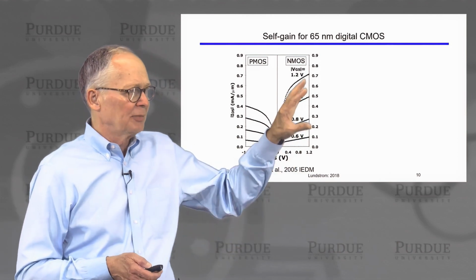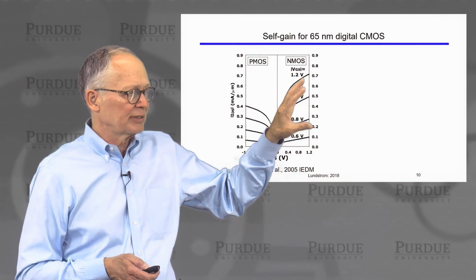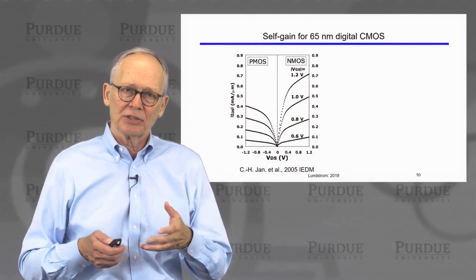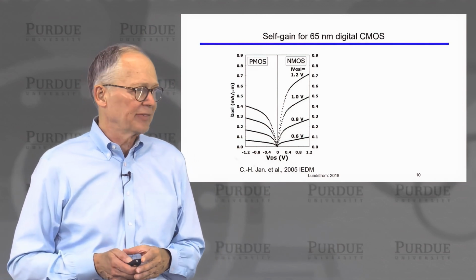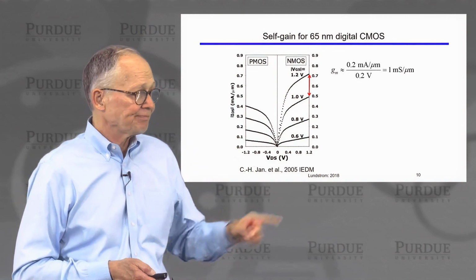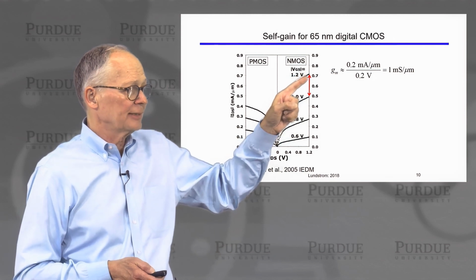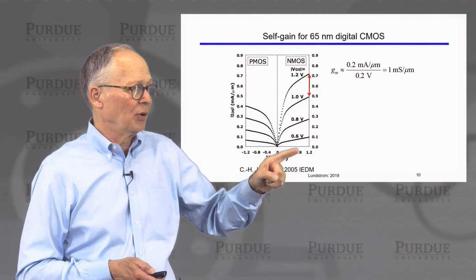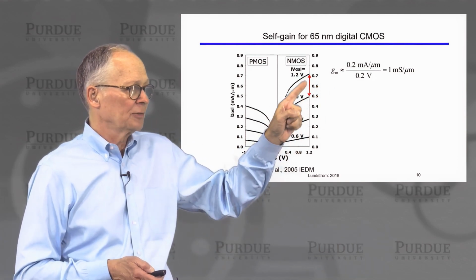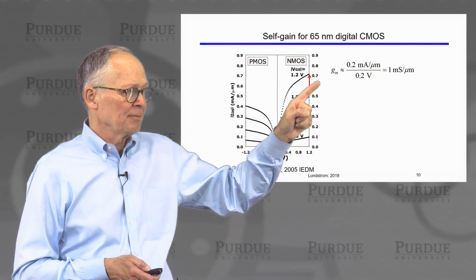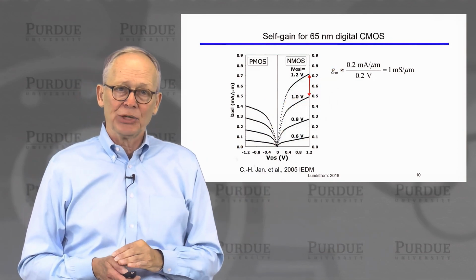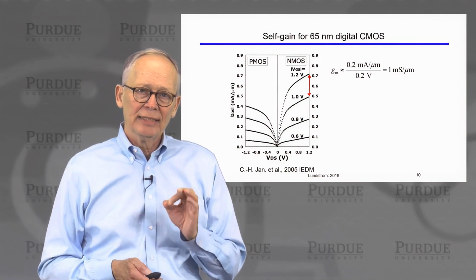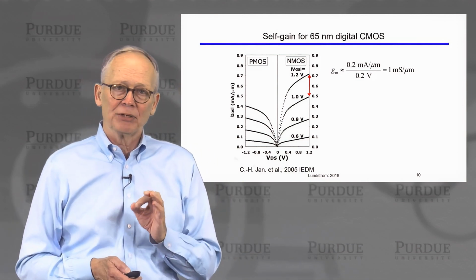Here are some I-V characteristics, output characteristics of the N-channel device and the P-channel device. Let's see if we can figure out what the transconductance, output resistance, and self-gain are for this transistor. Well, the transconductance, we take the change in drain current for a change in gate voltage. So here between 1 volt and 1.2 volts on the gate, I get an increase in the drain current of 0.2 milliamps. I just divide the two, and I get a transconductance of 1 millisiemens per micrometer of width.